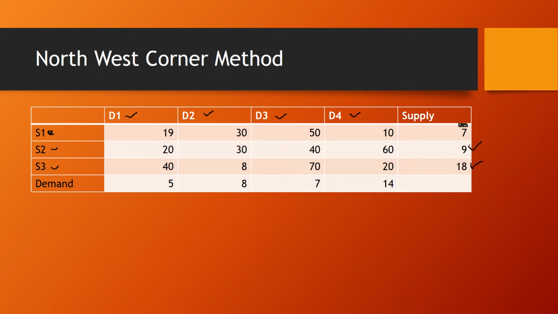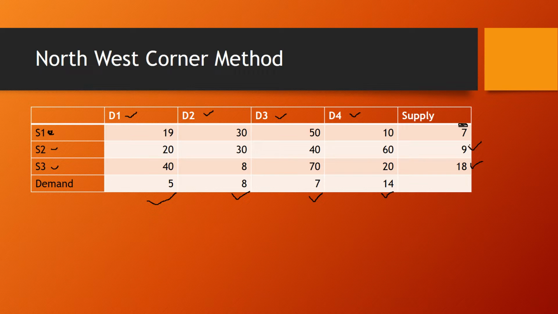For destination D1, the total demand is 5 units, which is given here. For destination D2, the total demand is 8 units. For D3, the total demand is this, and for D4, the total demand is this. So these are the total demands and total supplies given in the question. Now, how to solve this?